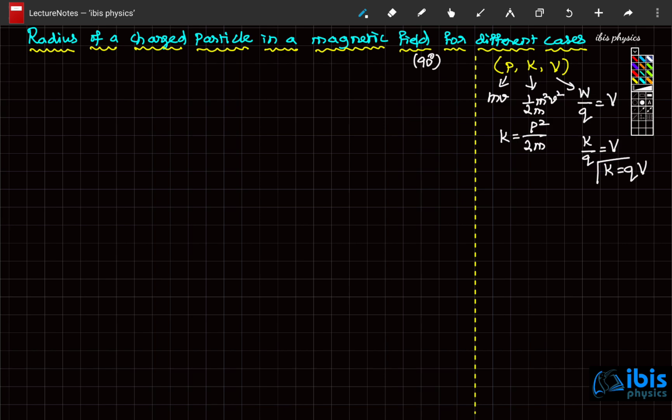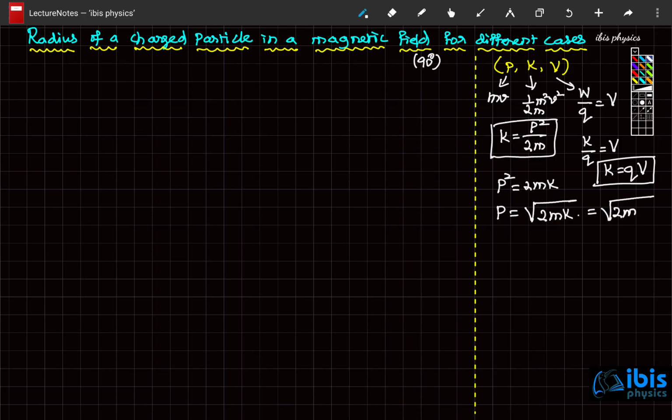These are three relations you must know. The kinetic energy acquired is charge into potential difference, and the kinetic energy is square of the momentum by 2m, or in other words, p square equal to 2m into kinetic energy, or p is equal to root over 2m into kinetic energy. Whereas kinetic energy can be written as q into V. So momentum can also be written as root over 2m into qV. So the important results here are: momentum is root over 2m into kinetic energy. Momentum is also equal to root over 2m into charge into potential difference across which the charge is accelerated.